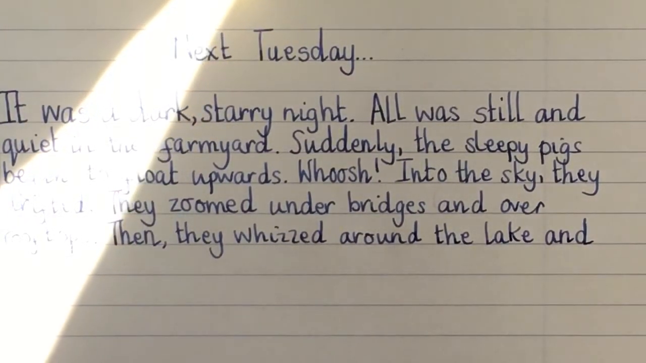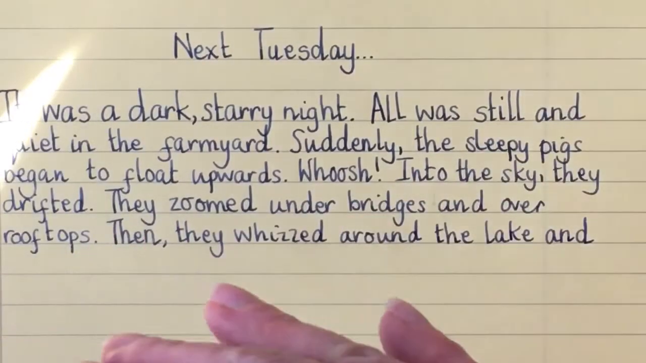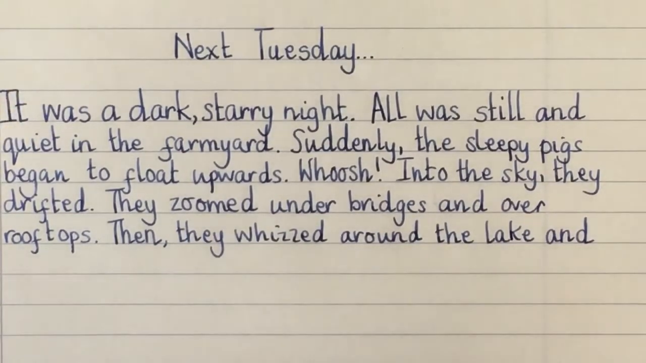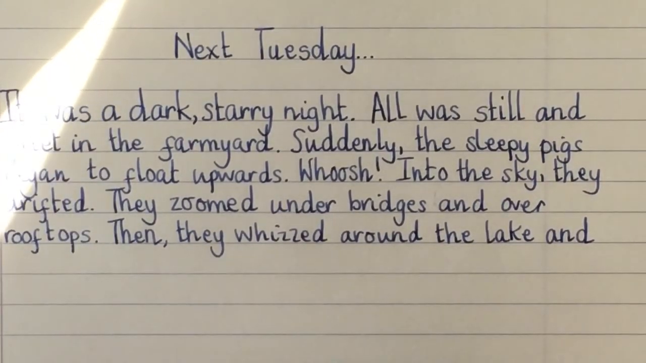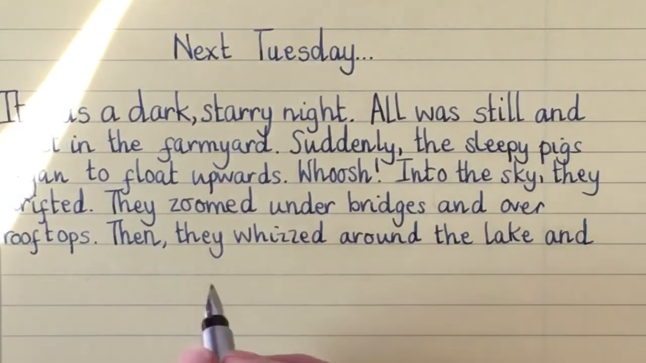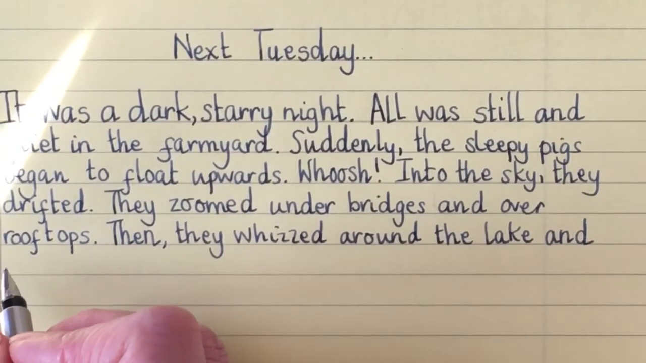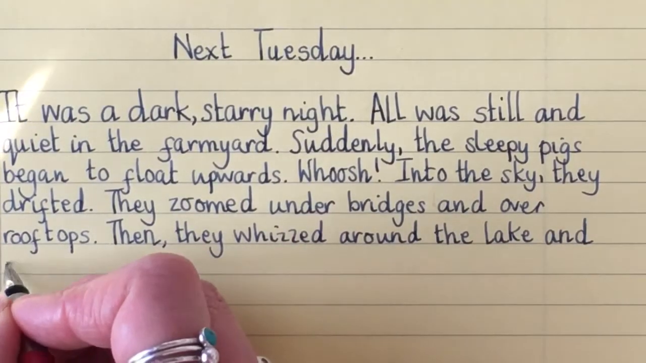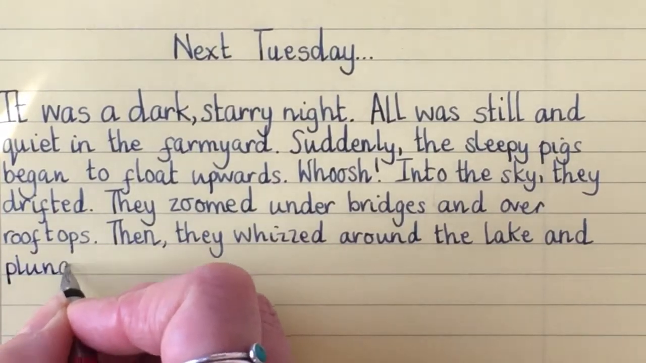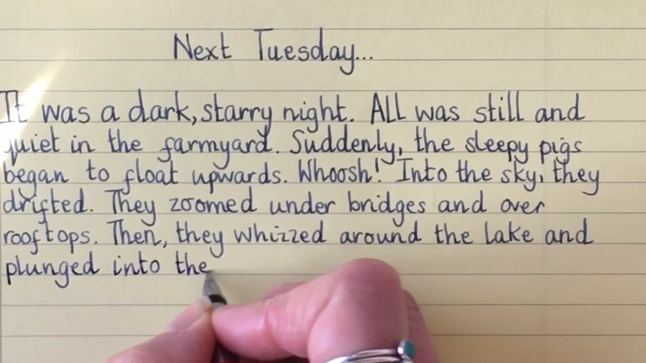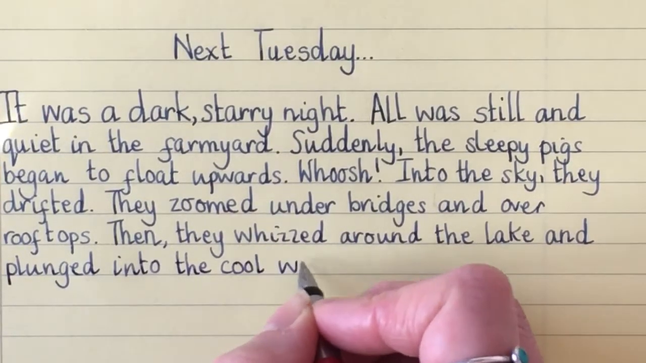Now, let's think of a really good word for coming down into the water. I'm going to use a really grown-up word called plunge, and that is like a dive. So they're going to dive down into the water. So then they whizzed around the lake and plunged into the water. What do you think the water would be like in the night? Do you think it would be warm or cold, or I think I might say cool. Then they whizzed around the lake and plunged into the cool water.